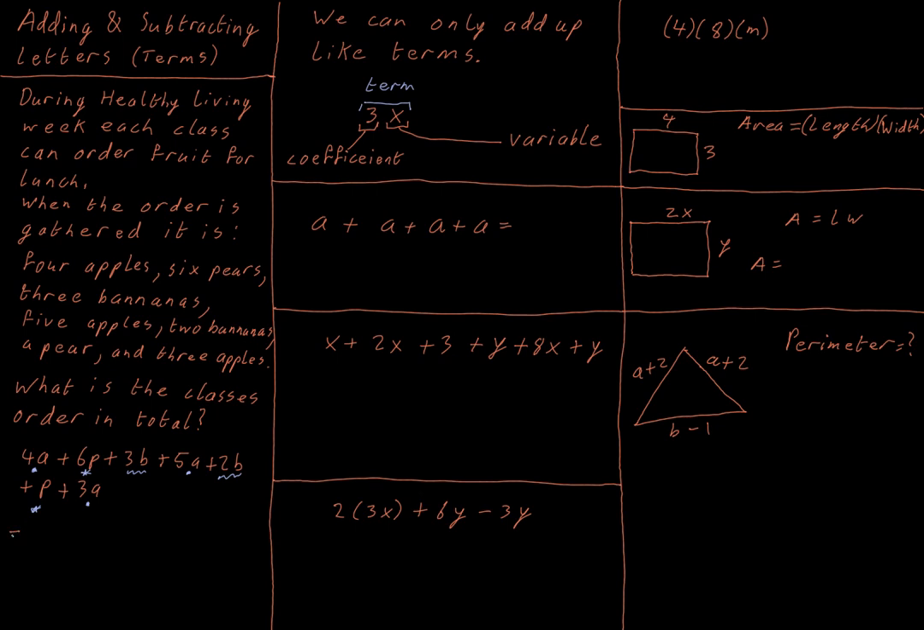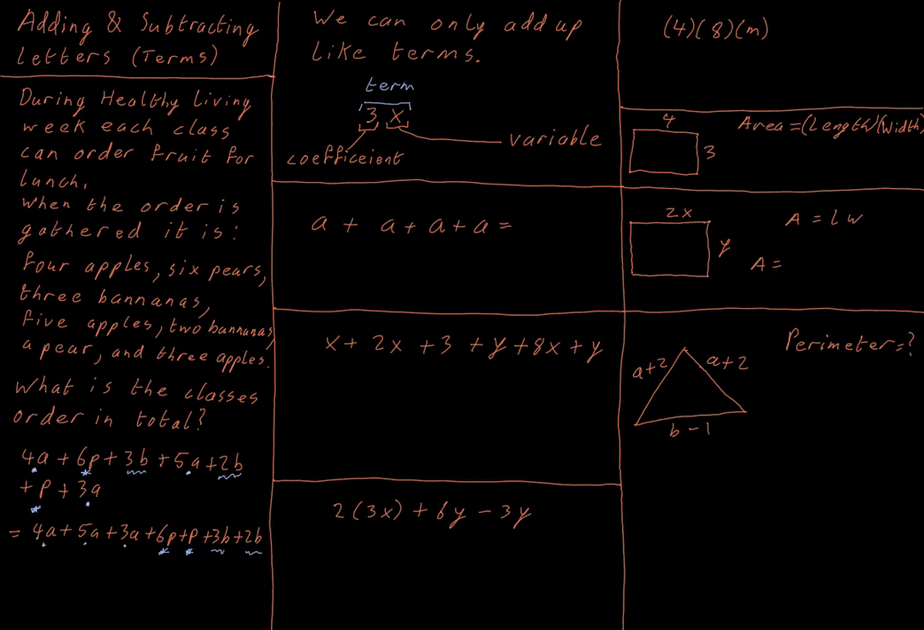So I have 4 apples plus 5 apples plus 3 apples, plus, now I'm going to deal with my pears, 6 pears plus 1 pear plus my 3 bananas plus my 2 bananas. I now have all of my same types of fruit gathered up. So it's easier for me now to see what my overall totals are going to be for each type of fruit that I've got.